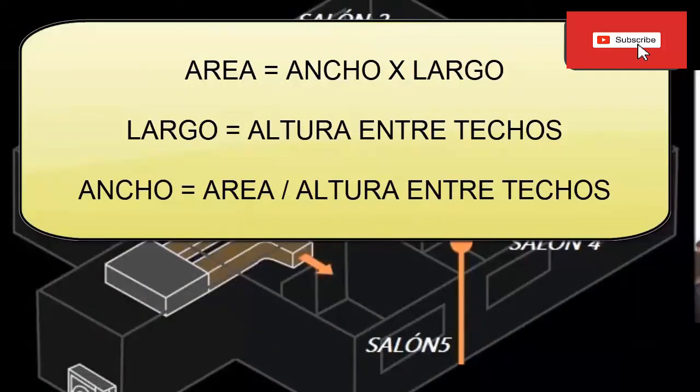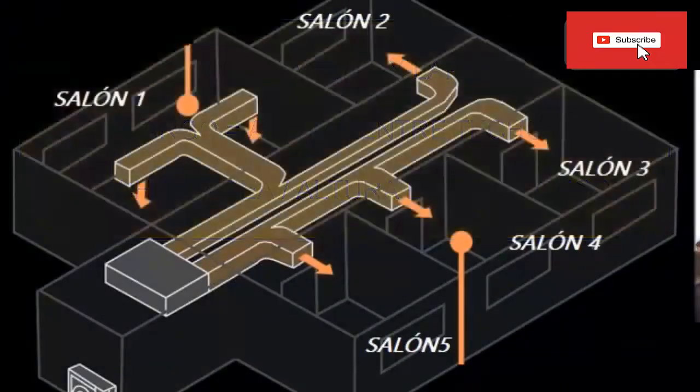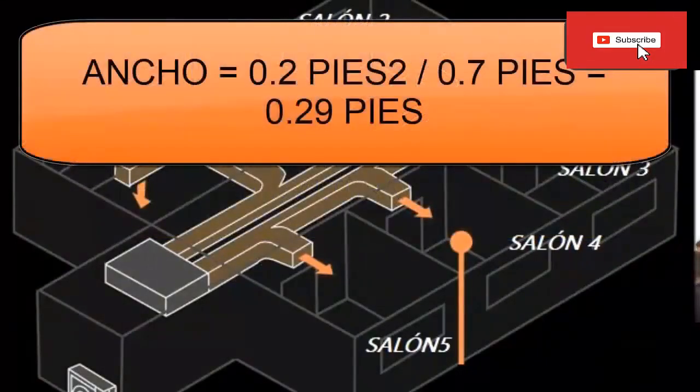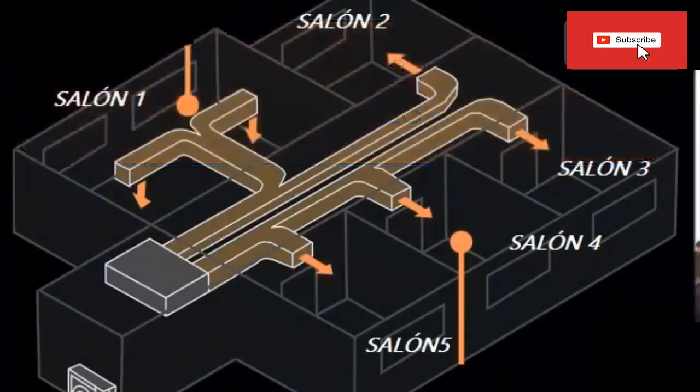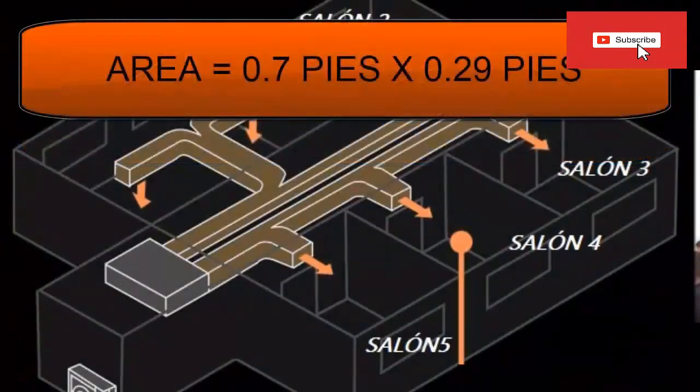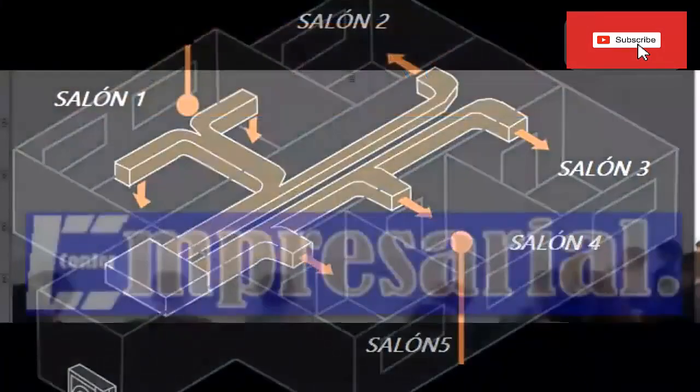The width results from dividing, for example, the 0.2 square feet calculated above by the maximum height of 0.7 feet, resulting in a value for the width of approximately 0.29 feet. So the rectangular area should be 0.7 feet long by 0.29 feet wide. With this area value, we guarantee a velocity of 2000 feet per minute within that duct.